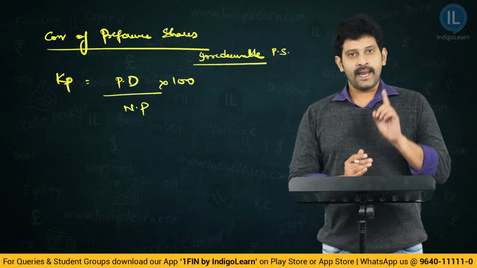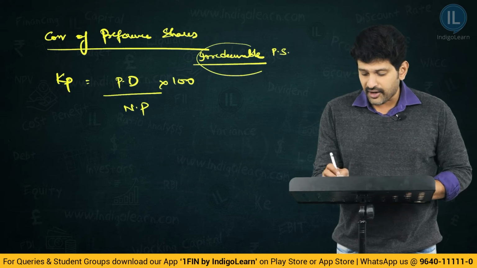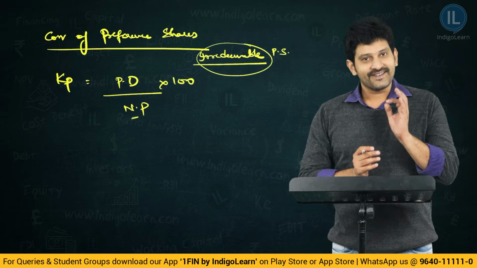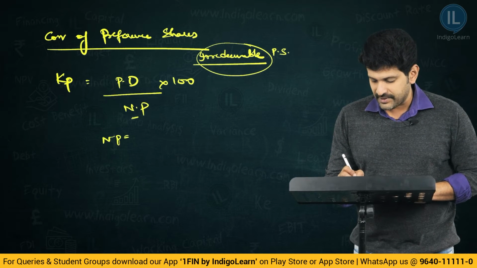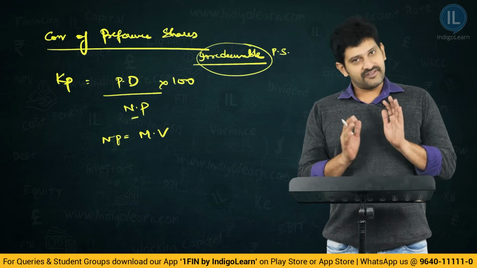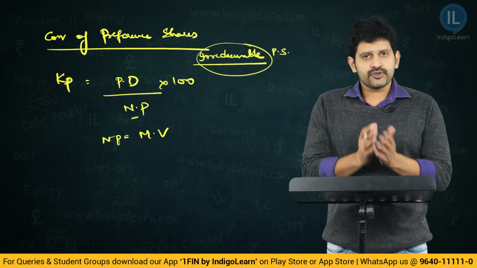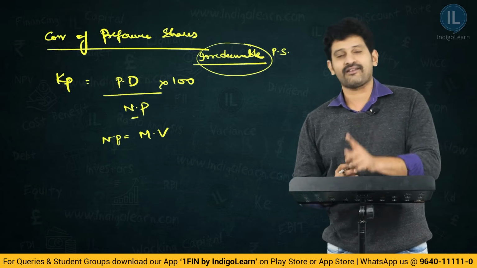That's all. Now, I repeat, when we are talking about irredeemable, what will be our net proceeds? That is our golden rule. For irredeemable, net proceeds will be market value preferably. If the data of both market value and the book value, historic value, both are given, should we choose the historic value or the market value? Market value only, because we are talking about irredeemable.